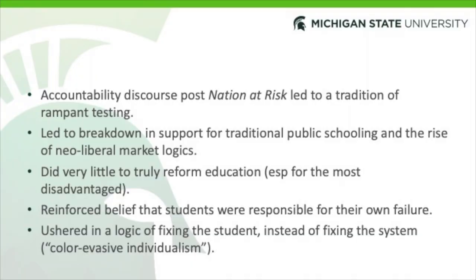Really look at other variables that were associated with school failure, things like racism, classism, an entire social structure that is designed to reproduce inequities in schools. And so the fix, if you will, was to fix the student. These reform efforts were designed to fix students, as opposed to fixing a system that was failing kids. And so this is what Diem and Welton have called color evasive individualism.